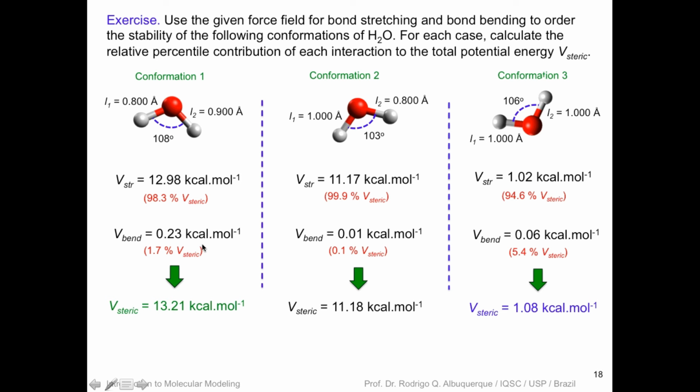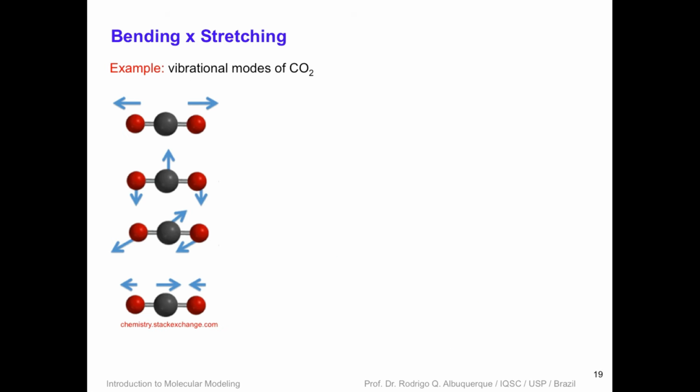Here in red, you see now the contribution of each interaction. We see that in the three cases, the stretching potential carries most of the potential energy of the molecule. In all cases, more than 94%. It's 98, 99, 94. And the bond bending potential carries very little energy in all cases. We see the stability order is conformation 1 is least stable, then conformation 2, and conformation 3, which is the most stable.